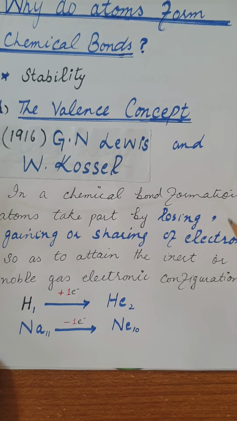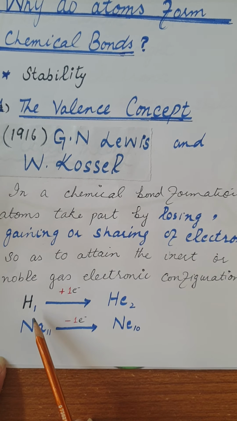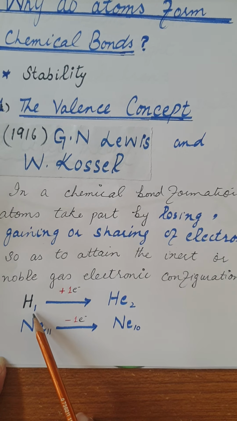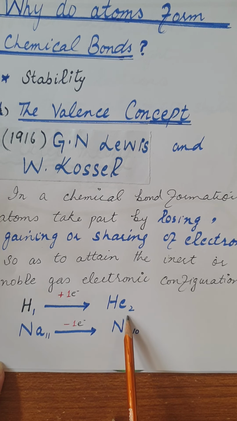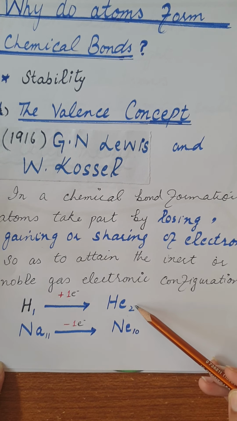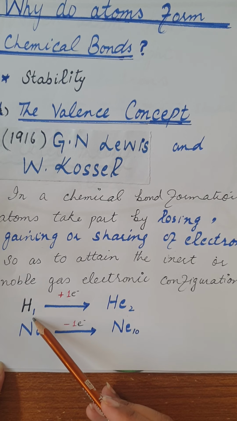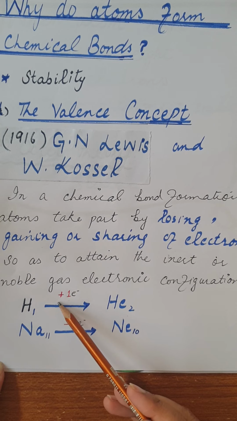For example, in the case of hydrogen, the atomic number of hydrogen is 1. If hydrogen gains 1 electron, it will attain the electronic configuration of helium. We know very well that the atomic number of helium is 2. So hydrogen will gain stability if it gains an electron.